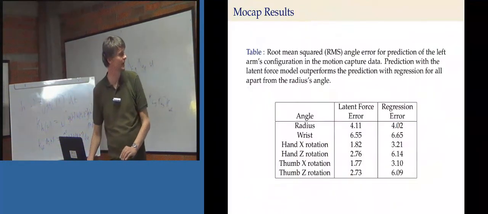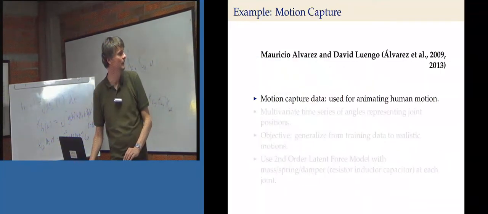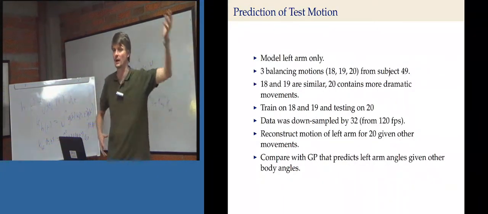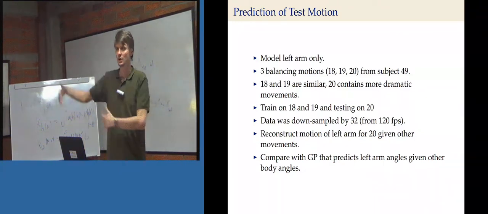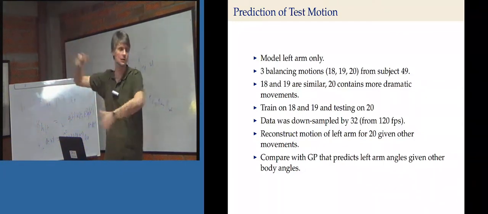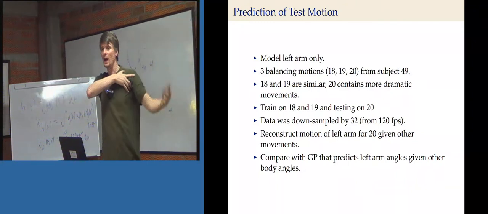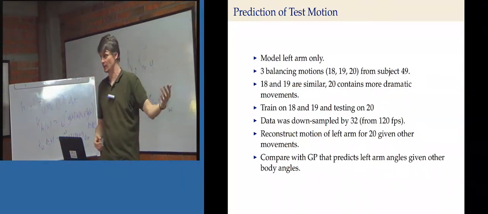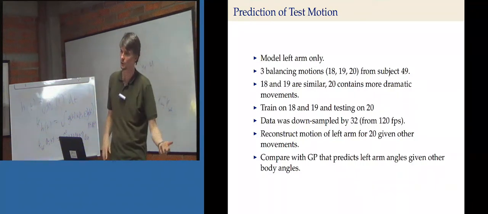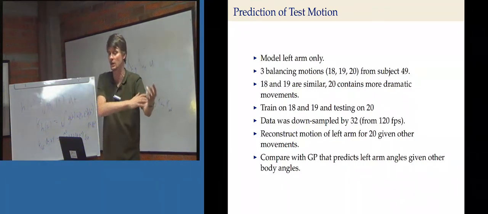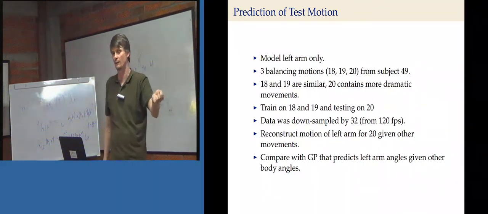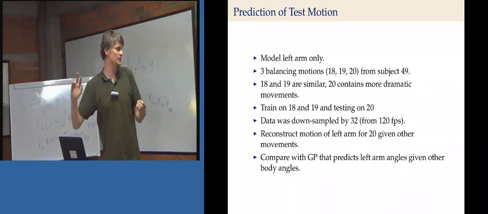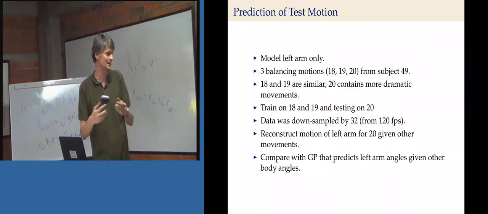Actually, here we did some work with just taking particular parts of that motion to try and compare with other models. So we just took the left arm and we said, how does the left arm move? We observe motion 18 and 19, and then we look at the exaggerated motion. We build models on 18 and 19, and we try and predict how things will work for motion 20. So what Maurizio did here was he trained on 18 and 19 and tested on 20.